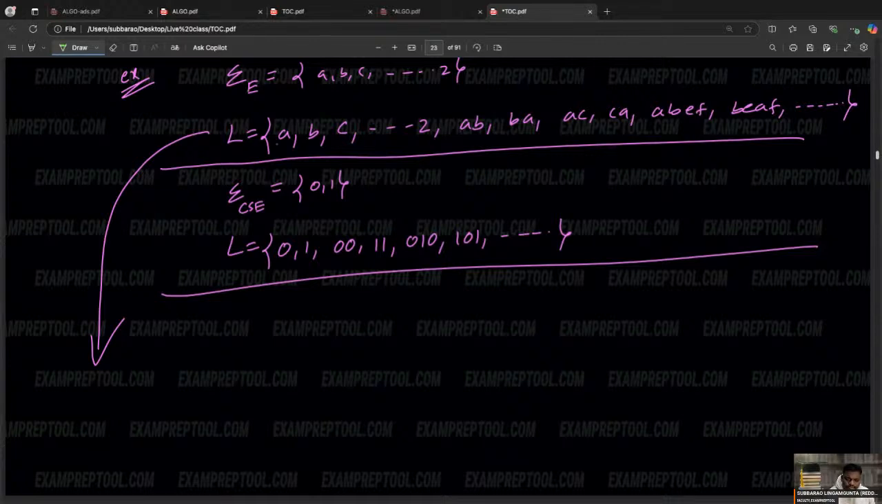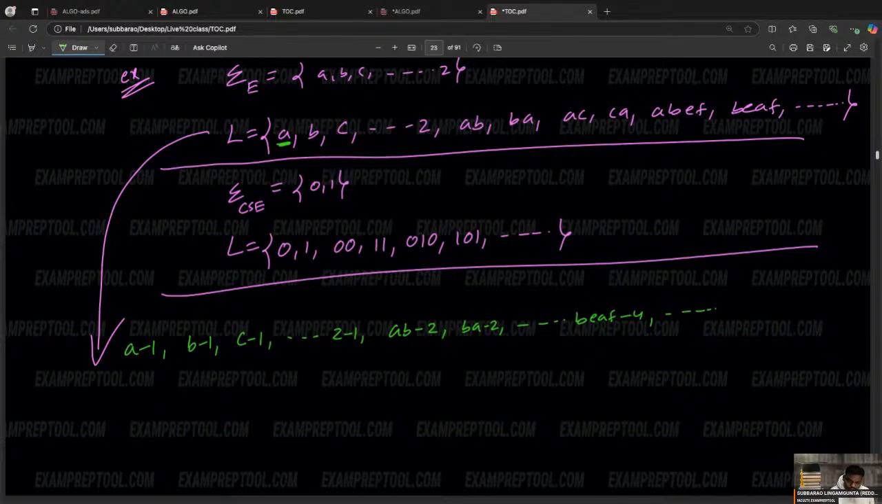Can you say what is the size of this particular string? Every string has some size. What is the size of this? I think one. If you observe clearly, size of A is 1. Size of B is 1. Size of C is 1. See everyone, this is a highlight of today's class. Size of Z is 1. Every string has some length, right? So AB's length is 2, BA's length is 2, and so on. BEAF's length is 4, and so on.